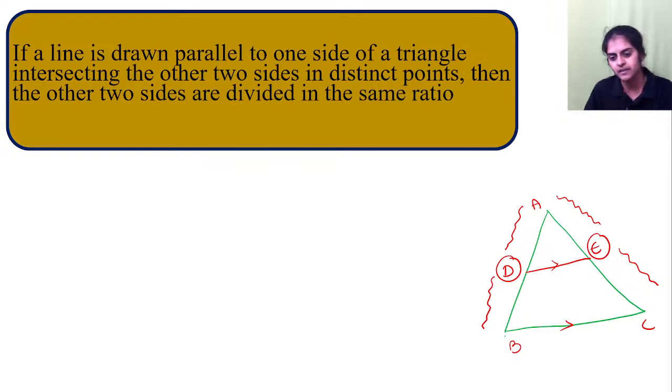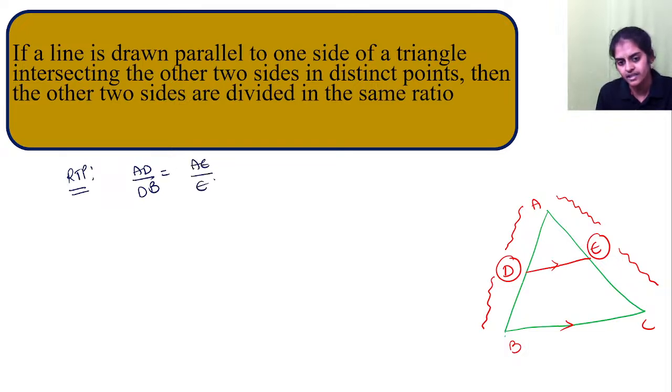Till here, did you all understand, beta? Okay, so I mean to say, what is required to prove is AD upon DB is equal to AE upon EC. This is what I have to prove. Understood everyone?